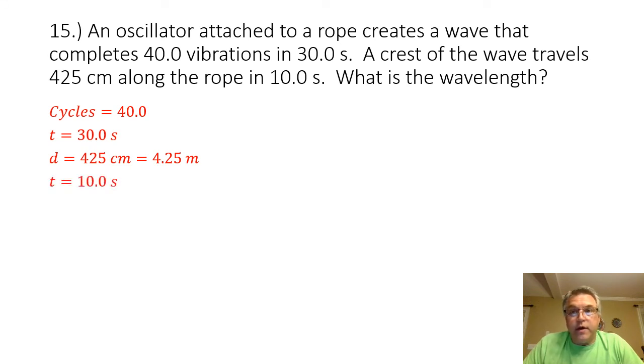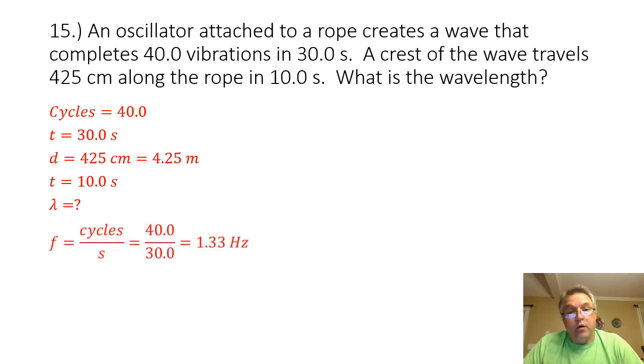I know in order to find the wavelength, I'm going to need to know both the frequency and the speed of the wave. So I need to calculate both of those before I can find the wavelength. Well, let's start with the frequency. I know the frequency is cycles per second. So there are 40 cycles in 30 seconds. So 40 divided by 30 is going to give me a frequency of 1.33 hertz.